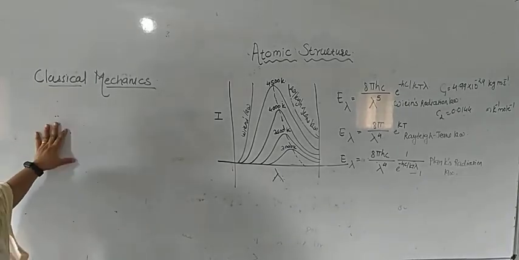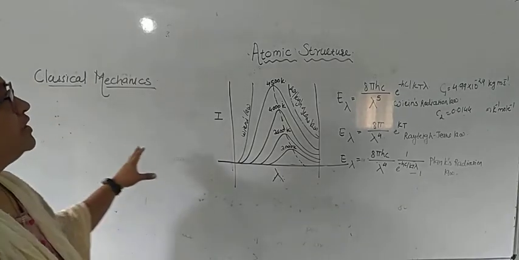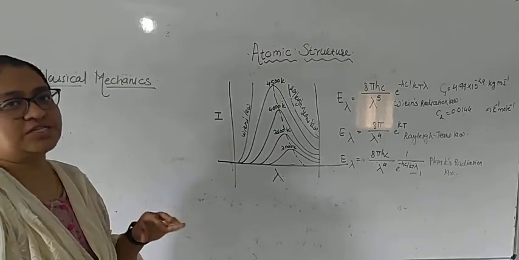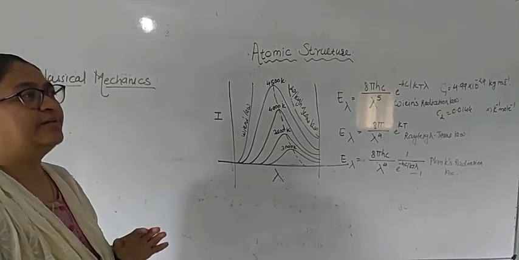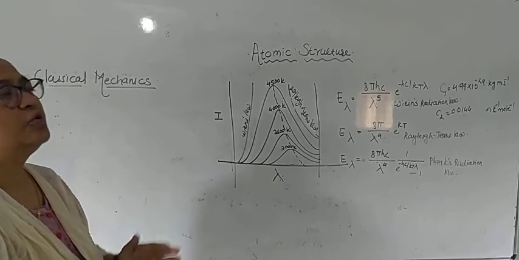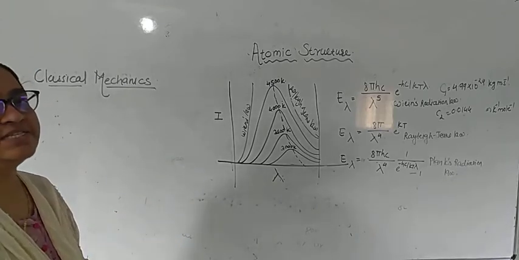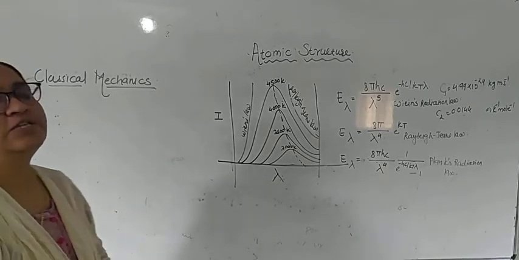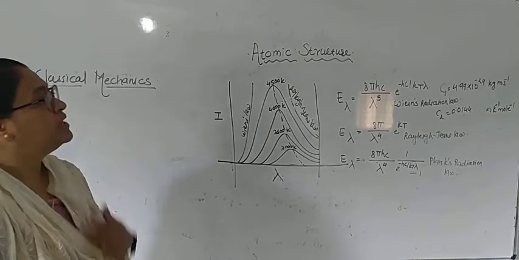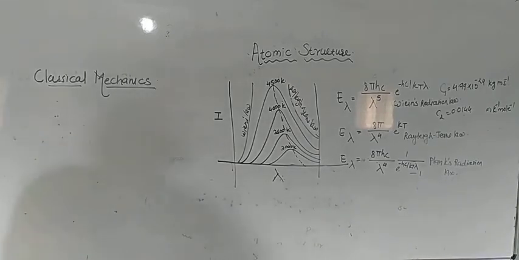Now, before going to the atomic structure, let's first see how the atomic structure was determined. That means how we go to the atomic scale first, that we will see, and then different theories for atomic structure we will see. So first, the classical mechanics.